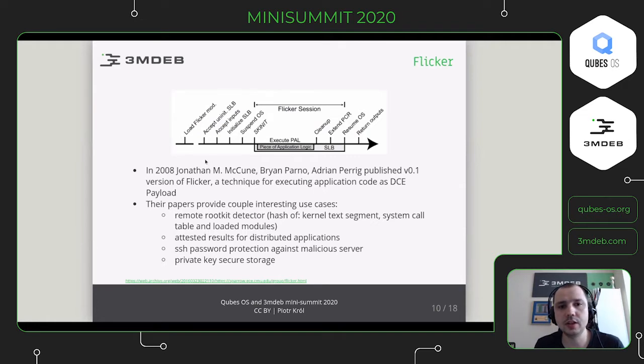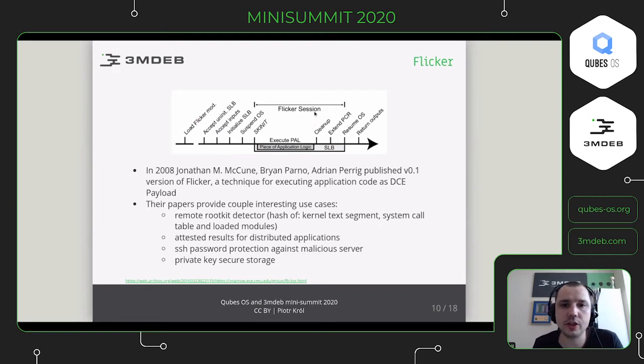If we look at this diagram, we see that there is a need for some additional module. So they did that in Linux. They had a Flicker module that they loaded. They have to accept some SLB, accept some inputs. These are details described in the paper. But then they call the skinit instruction, which is the D-RTM instruction for AMD. And of course, everything is paused at this point. All the processors are in skinit state, and there is execution of this Flicker session, which we want to implement or propose during this discussion for Qubes OS.